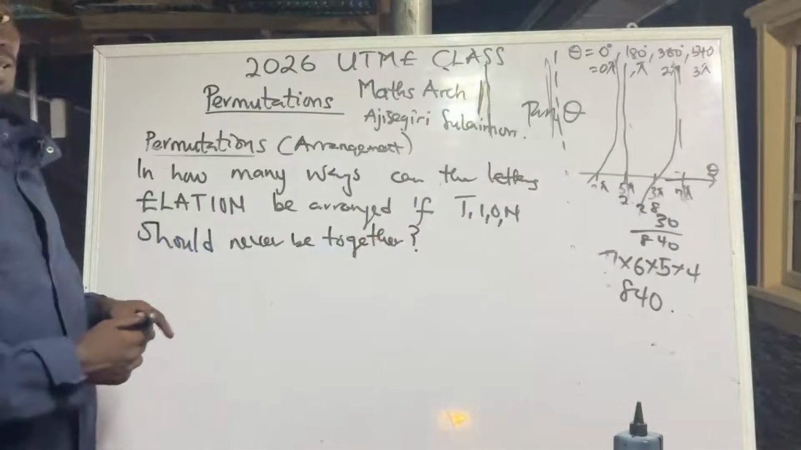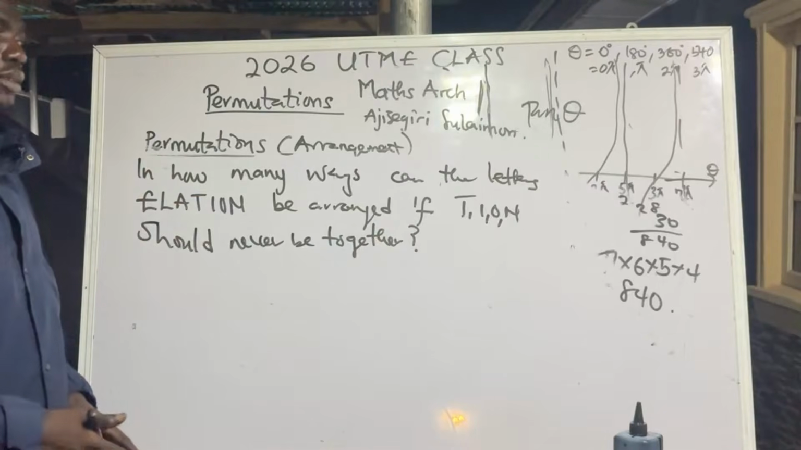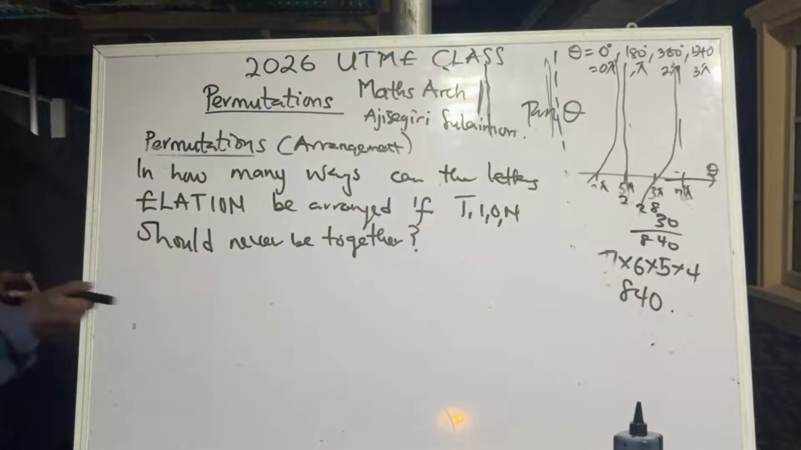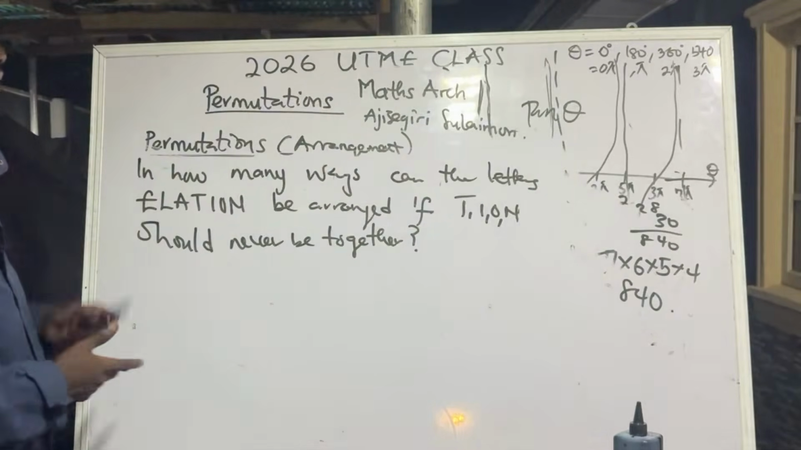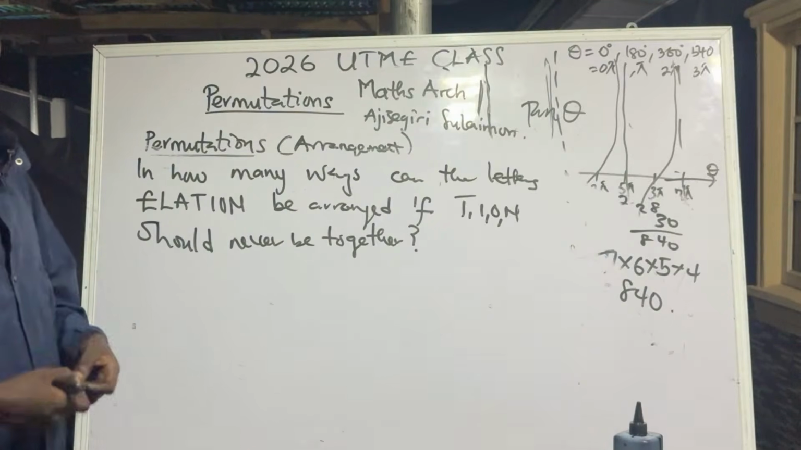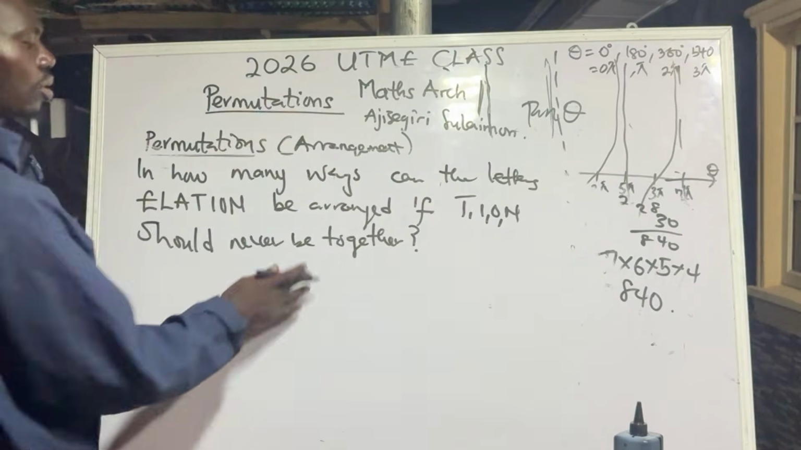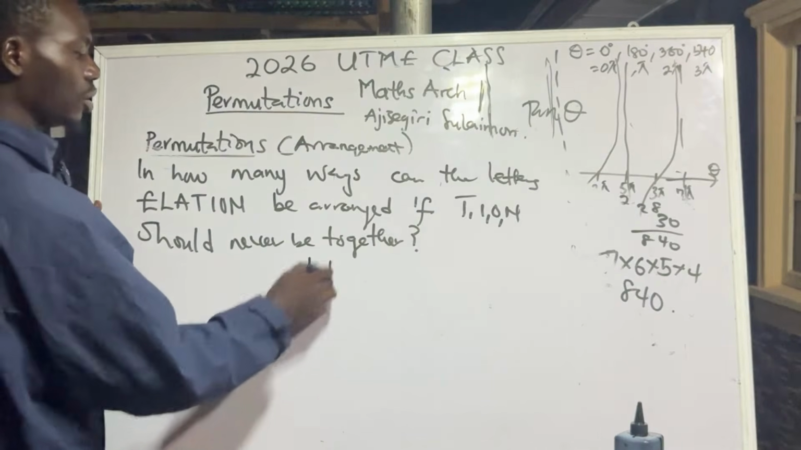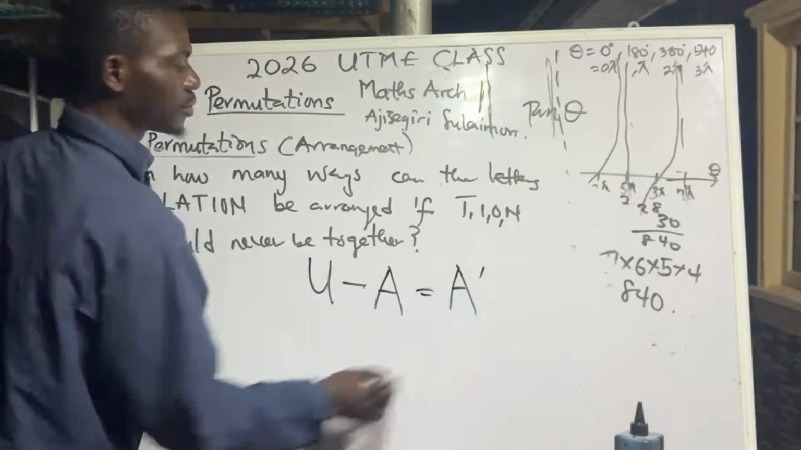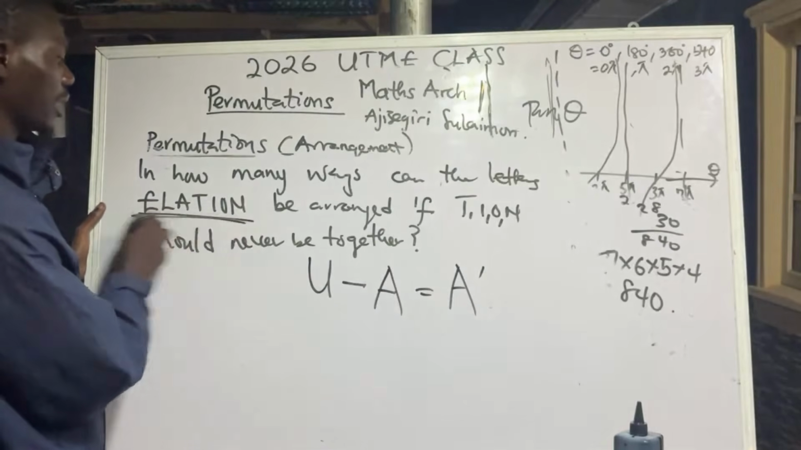So whenever you have questions like this and they say should never be together, that is they should not be together in the line. So what you do is the normal thing: in how many ways can I arrange the letters of the word elation normally? And then minus the case where the letters they said should not be together are together. So the concept is just the concept of the universal set minus A gives A prime. Okay. So you do the normal thing, elation.